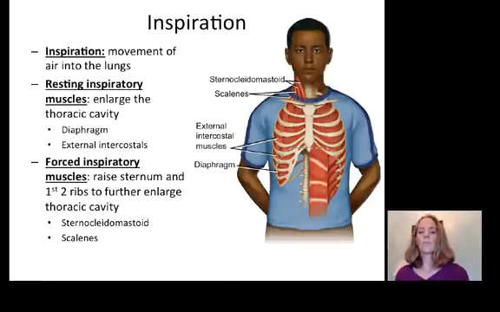That is a normal resting inspiration. If we then take a huge deep breath, we can add muscles. You might have seen the muscles of my neck start to poke out through that really deep inspiration. Those are in addition to the diaphragm and external intercostals. The forced inspiratory muscles are the sternocleidomastoid and the scalenes. So these are neck muscles that can, in addition, pull up even more on the chest cavity to expand it even further for a very deep inspiration.